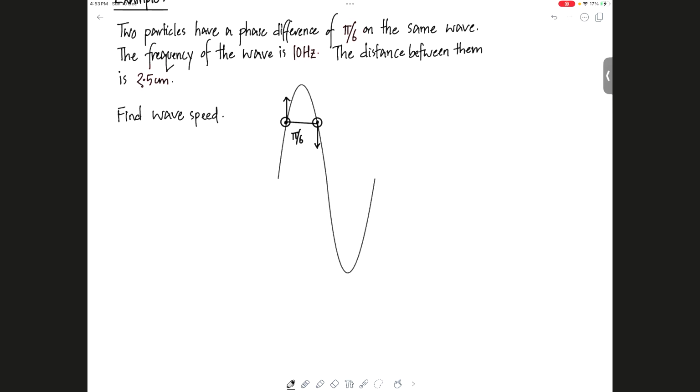So in a wave, do all the particles go up together? Not right. Some are going up, some are going down, some are going up, but more than the other, right? So there are a lot of variations out there. So that's the phase difference between these two.